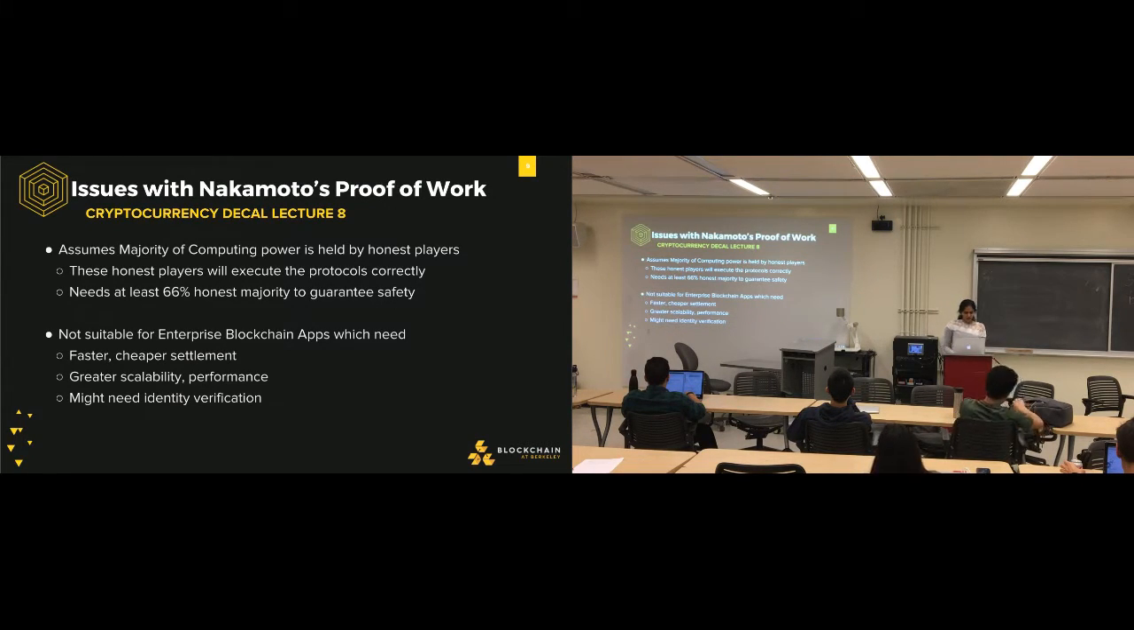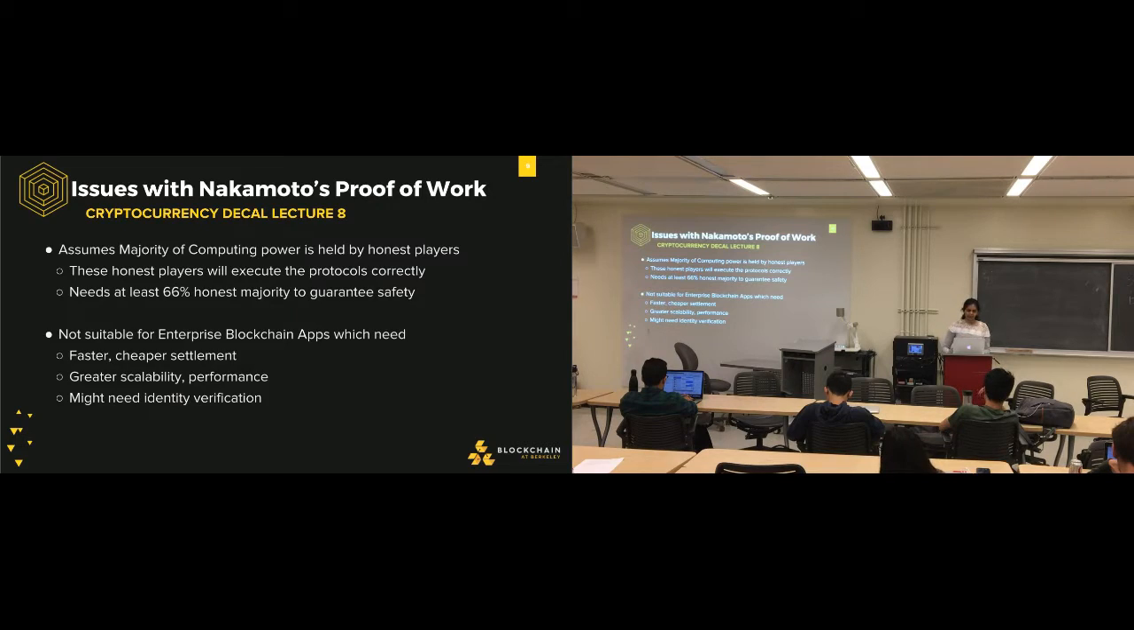So, issues with Satoshi's proof of work. One is that it assumes a majority of the computing power is held by honest players, and these honest players will execute the protocols correctly. Second, it claims that only 51% of honest majority is required, when in reality, because it's a class of a BFT problem, you need at least 66% of honest majority to be able to guarantee safety and liveness.